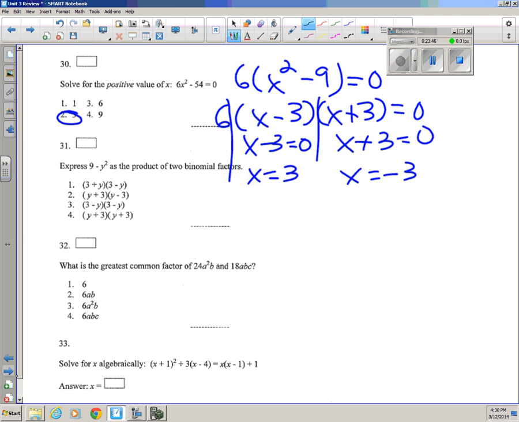We want to write this 9 minus y squared as a product of 2 binomials: 3 minus y, 3 plus y. Remember, whatever comes first has to stay first.